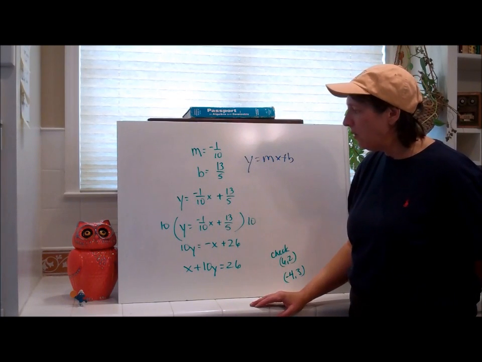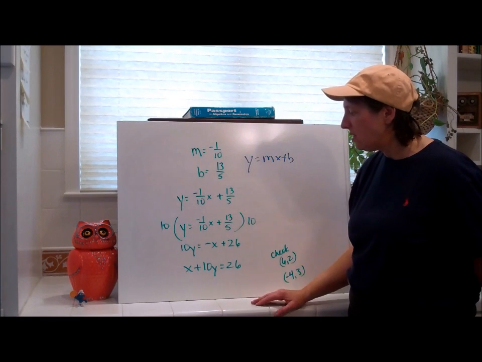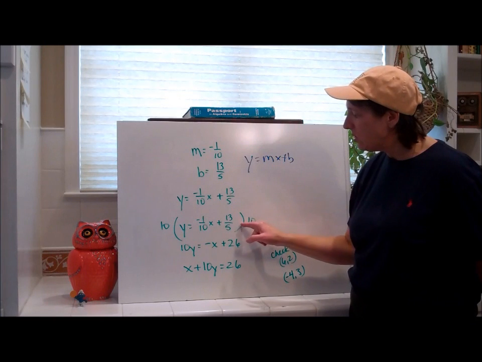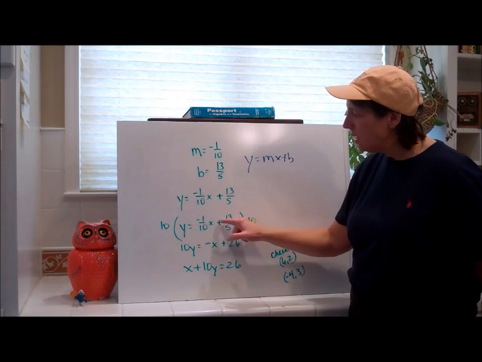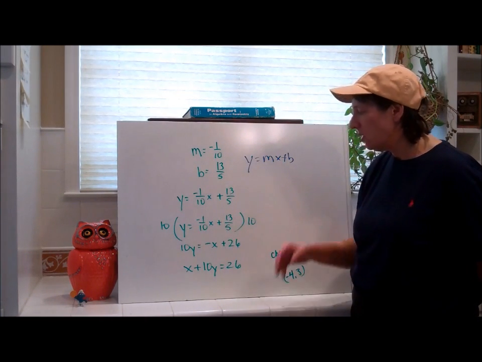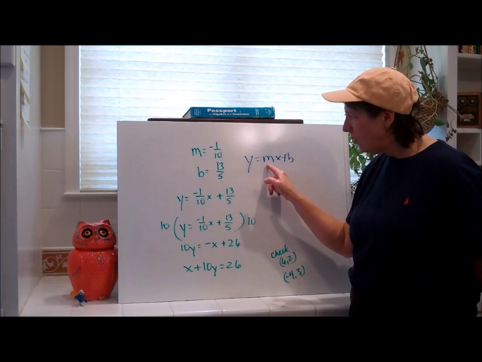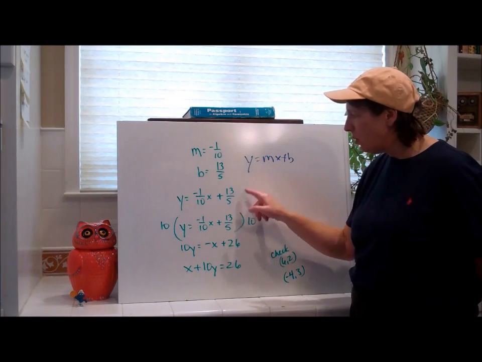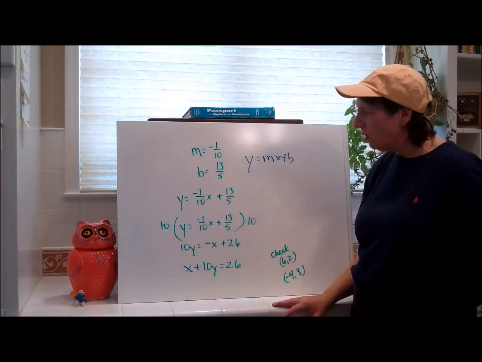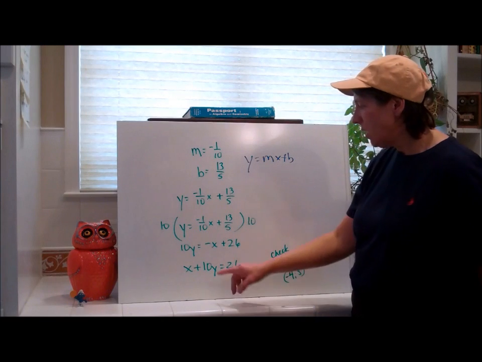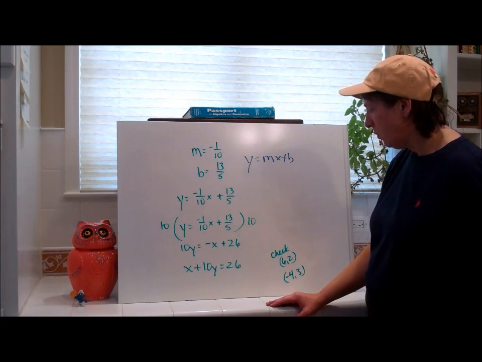I'm going to multiply through by 10 to clear my fractions because this is fifths. And I get 10y equals negative x plus 26. I have to remember this is the distributive property. 10 times negative 1/10 x plus 13y. And again, this is all the work you need to show. You do need to write the formula, slope-intercept form, so somebody can follow what you're doing. And then you can manipulate here, carrying the x to the other side, and x plus 10y equals 26.